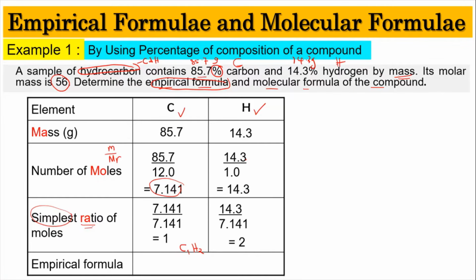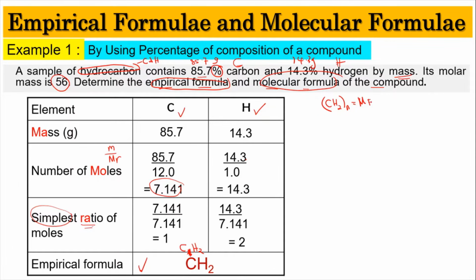Okay, and usually number 1 here is ignored. So we're going to write it as CH2 only. Okay, so we're done with the empirical formula. And now we need to find the molecular formula. So we know that (CH2)n is equal to the molecular formula.